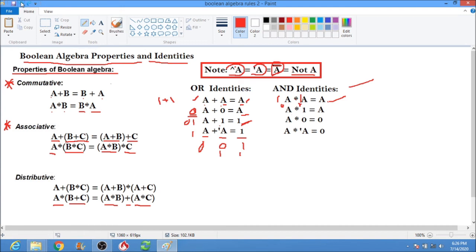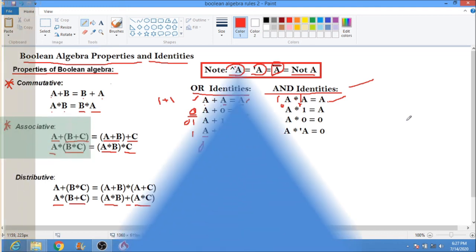So you can review the video for the commutative, associative, distributive, OR identities and AND identities. I hope you understand the procedure through this video, and you can comment below for your questions, or you can send me a personal message on our GC.